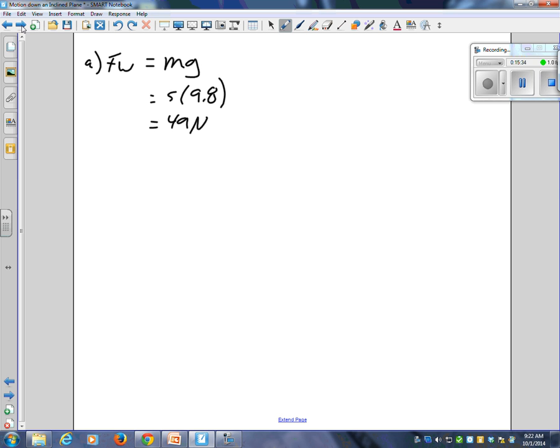Okay, next, F perpendicular or F normal is mg cos theta, or 5 times 9.8 times the cosine of 30, or 42.4, I believe.